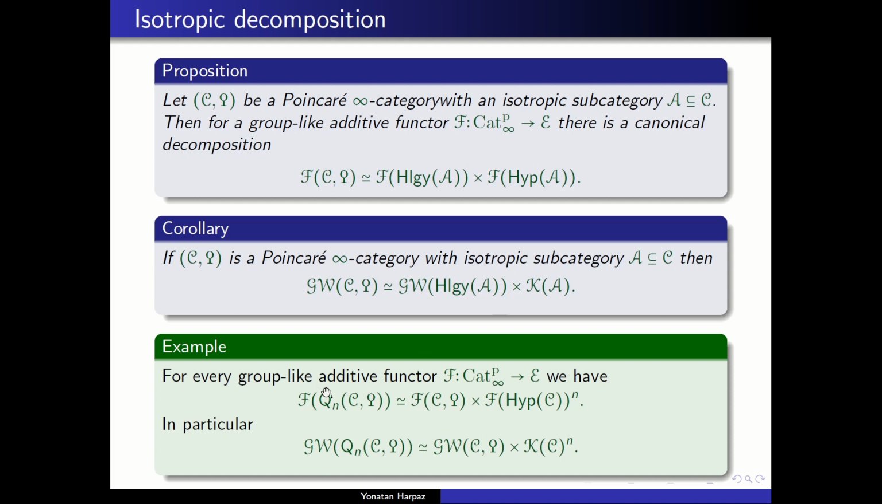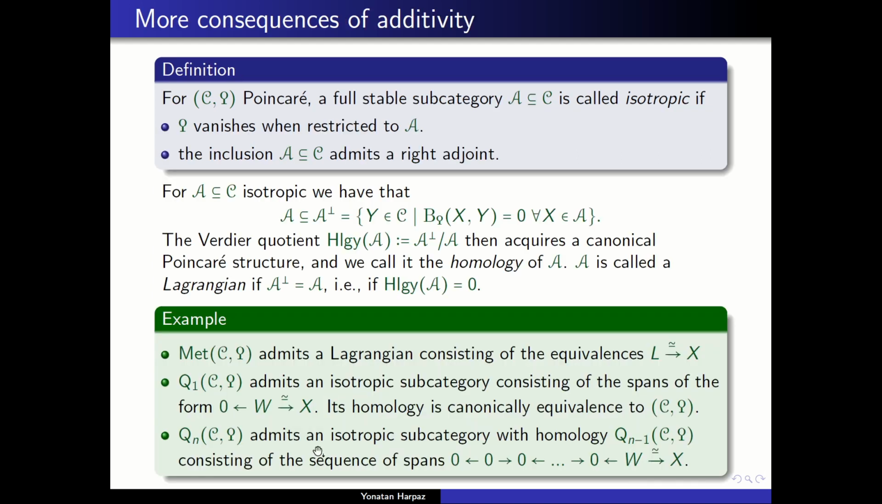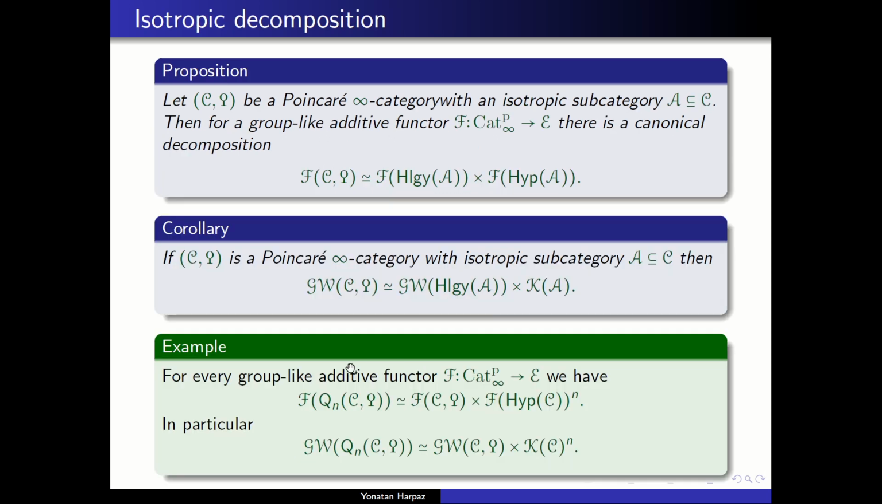And if we use this last example and argue by induction, then we deduce that for any group-like additive functor, its value on the nth Q construction, Qn C copa, decomposes as a product of f C copa and n times the value of f on the hyperbolic Poincaré infinity category associated to C. And in particular, the Grothendieck-Witt space of Qn C copa decomposes as a product of GW C copa and n factors of the K-theory space of C.